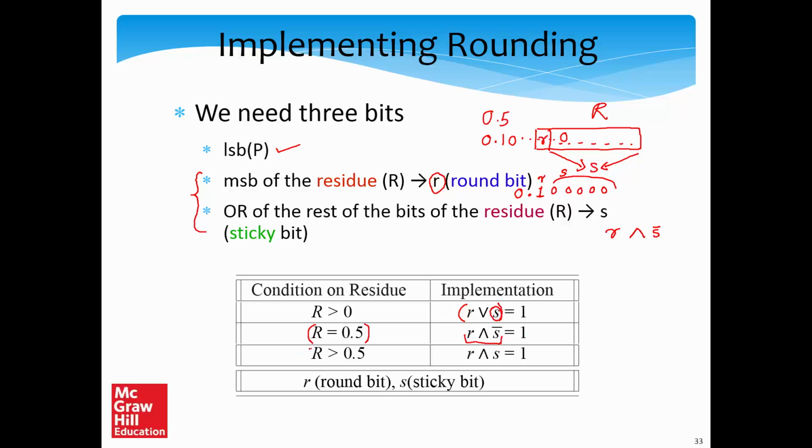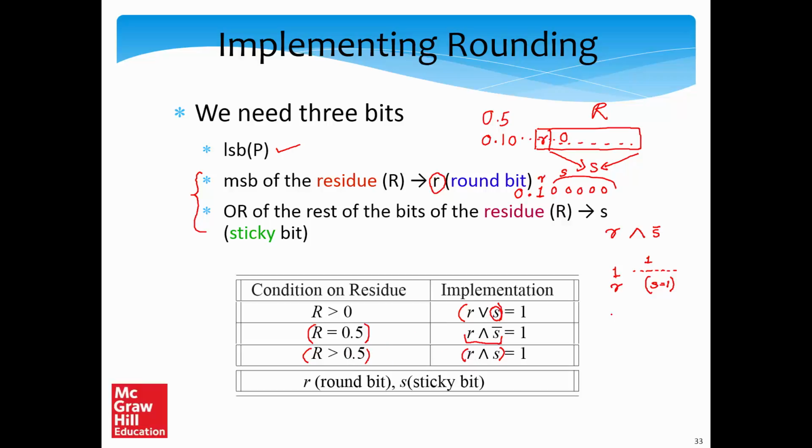The last condition is the residue greater than 0.5. This will happen when R is 1 and at least one of the rest of the bits is equal to 1. Then the OR function will evaluate to 1, so the S bit will be 1. So both R as well as S need to be 1 for the residue to be greater than 0.5.